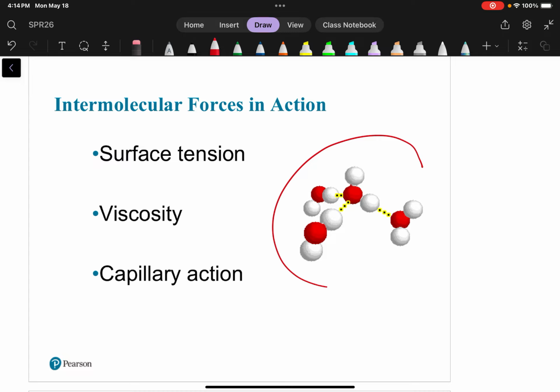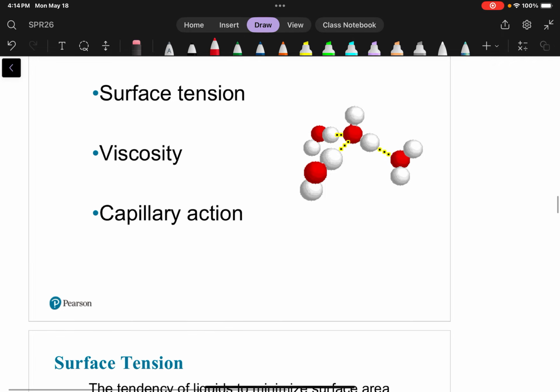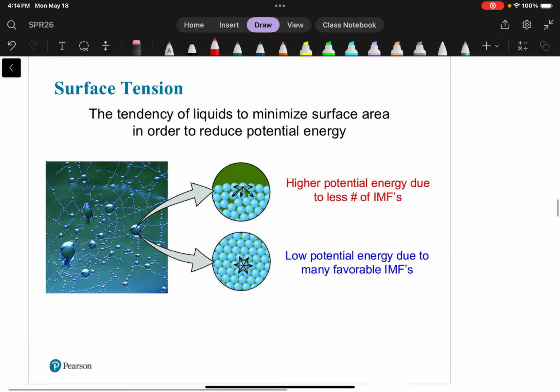What you can't see in my slides is that this is moving a bit, and it's showing the temporary nature of those interactions, the hydrogen bonds in yellow there. But let's look closer at surface tension first. So surface tension, the textbook definition, is the tendency of liquids to minimize their surface area to reduce potential energy.